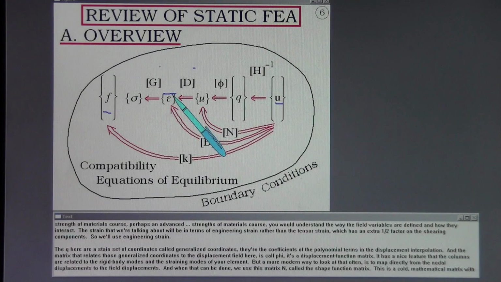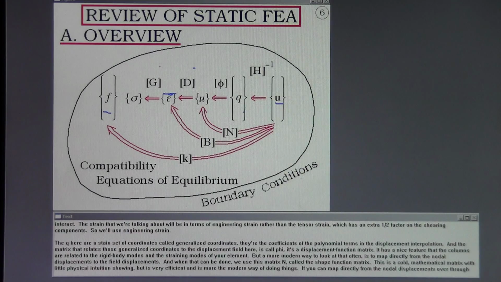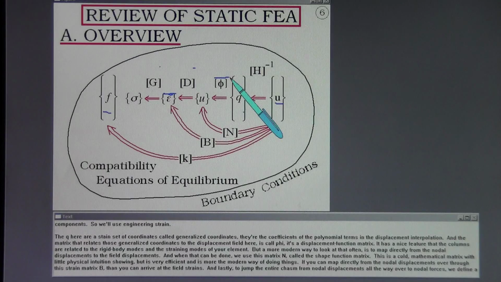The Q here are a strange set of coordinates called generalized coordinates. They're the coefficients of the polynomial terms in the displacement interpolation. And the matrix that relates those generalized coordinates to the displacement field here is called phi. It's a displacement function matrix. It has a nice feature that the columns are related to the rigid body modes and the straining modes of your element.